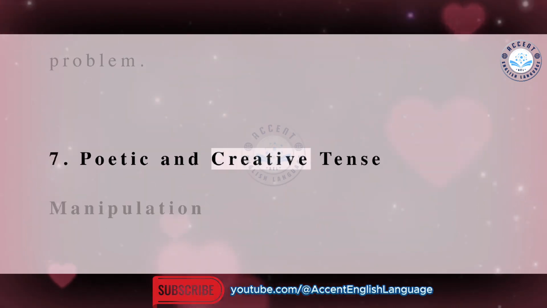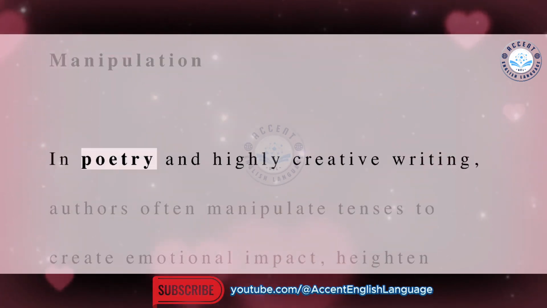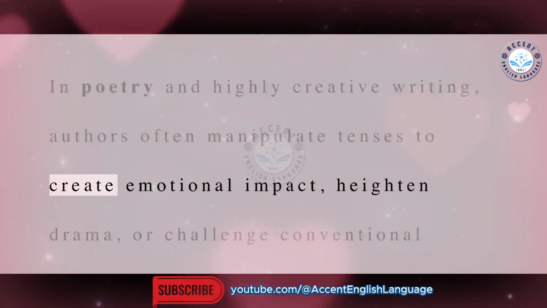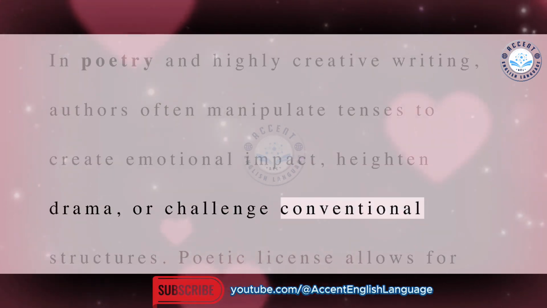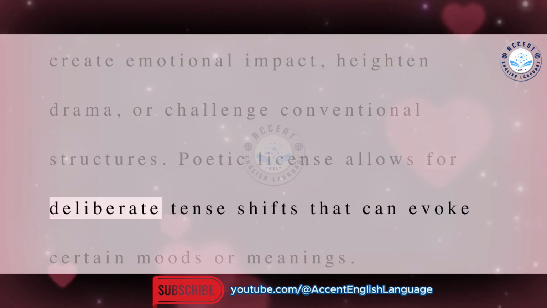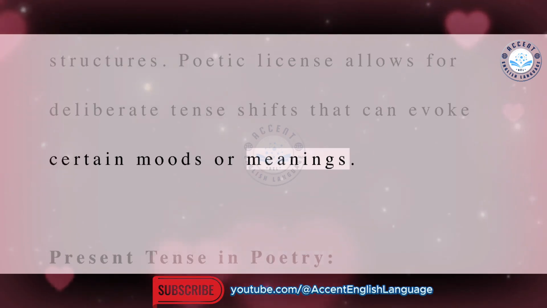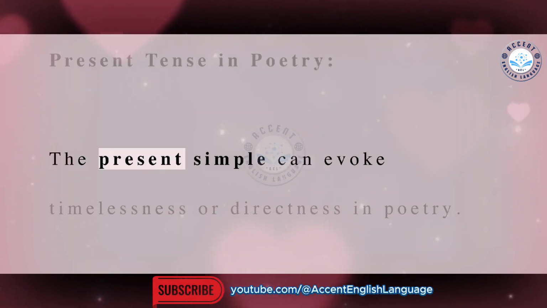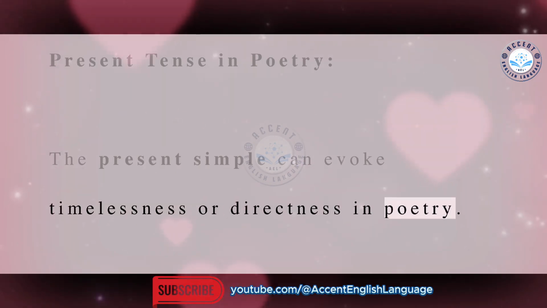7. Poetic and creative tense manipulation. In poetry and highly creative writing, authors often manipulate tenses to create emotional impact, heighten drama, or challenge conventional structures. Poetic license allows for deliberate tense shifts that can evoke certain moods or meanings. Present tense in poetry. The present simple can evoke timelessness or directness in poetry.